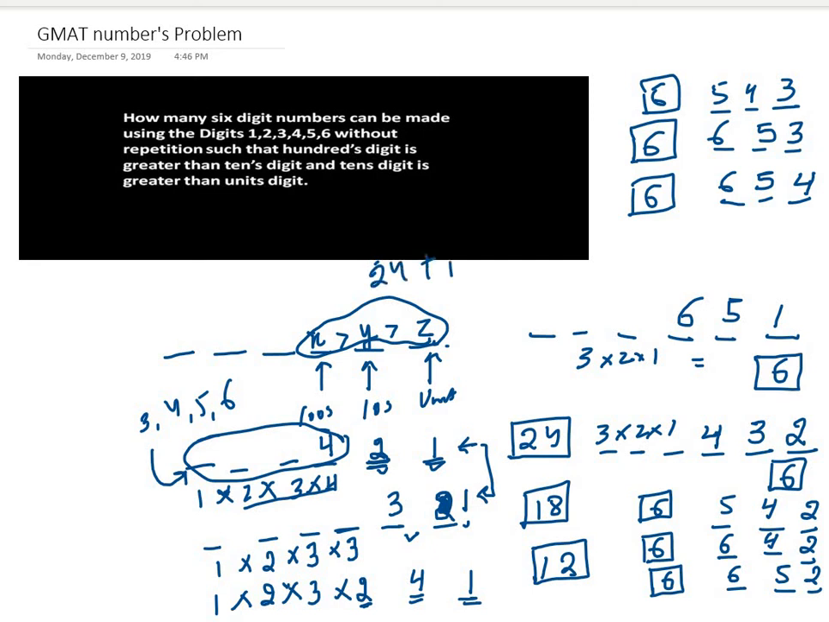24 plus 18 plus 12 plus 6. How many times 6 is there? 1, 2, 3, 4, 5, 6, 7, 8. So 8 times 6 is 48. So this will become 48 plus 12 is 60. 60 plus 18 is 78. 78 plus 24 is 102. So that's the answer for the problem.